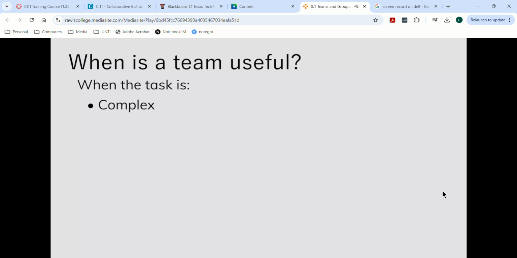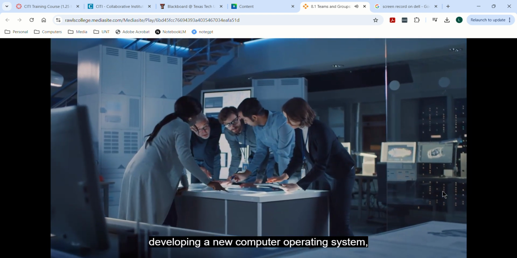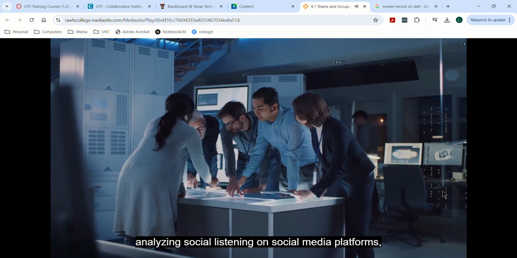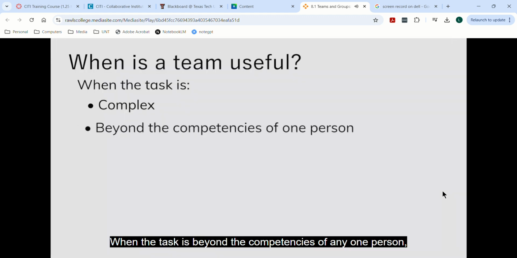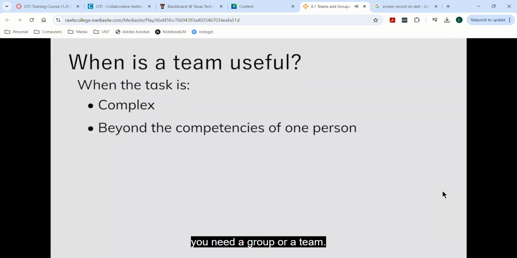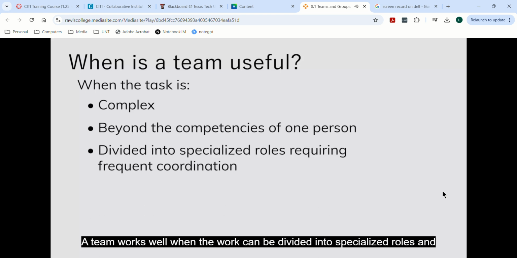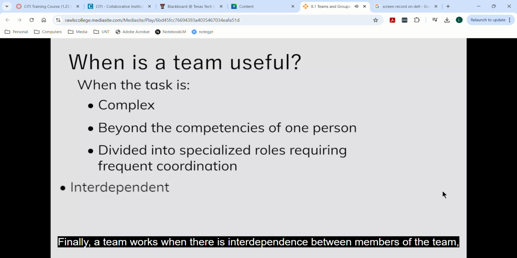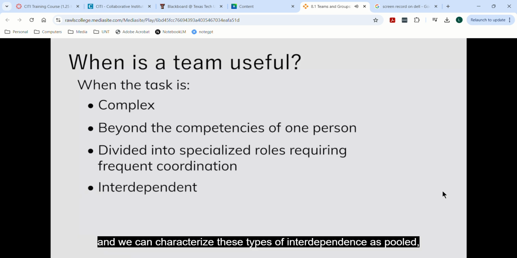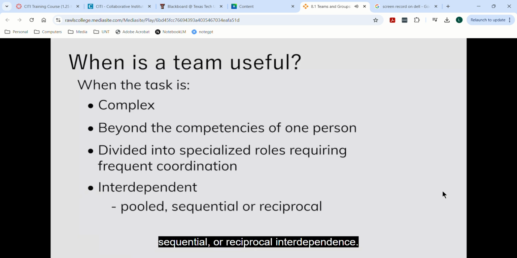When work tasks are sufficiently complex, such as launching a business in a new market, developing a new computer operating system, analyzing social listening on social media platforms, a team works really well. When the task is beyond the competencies of any one person, you need a group or a team. A team works well when work can be divided into specialized roles, and the people in specialized roles require frequent coordination with each other. Finally, a team works when there is interdependence between members of the team, and we can characterize these types of interdependence as pooled, sequential, or reciprocal interdependence.